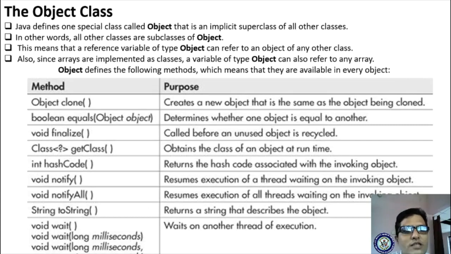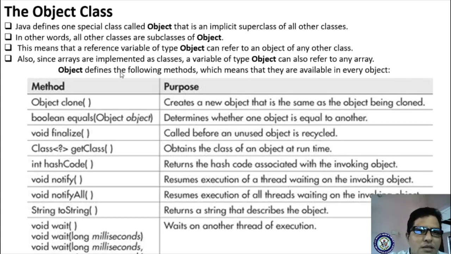Java defines one special class called Object, that is an implicit superclass of all other classes. In other words, all other classes are subclasses of Object. Whatever classes and subclasses you are using, they become subclasses of the Object class. Till now we are creating classes, and all the classes are subclasses of Object, because Java is a truly object oriented programming language. Whatever class you are specifying, that class is a subclass of Object.